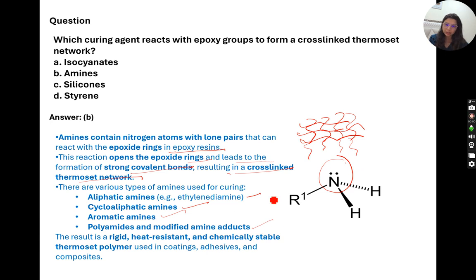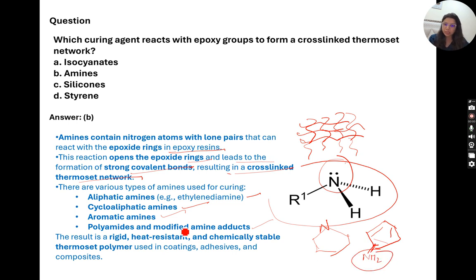Aliphatic amines are amines which have simple C groups. Cycloaliphatic amines are like this, where one edge is connected. So yeah, they are the cycloaliphatic amines. Aromatic amines are like this, which has the aromatic groups associated with the amines, and then polyamides and modified amine adducts. Such kinds of amines can be used to cure the epoxy groups. The result is rigid, heat-resistant, and chemically stable thermoset polymers, which can be used as coatings, adhesives, and composites. So that is why amines can be used.